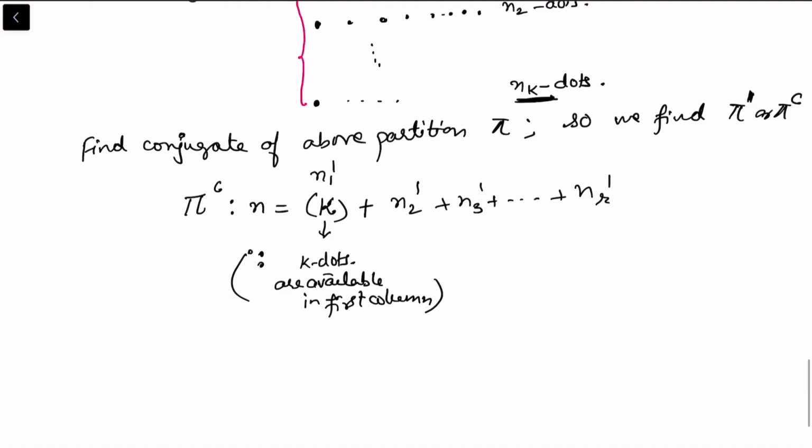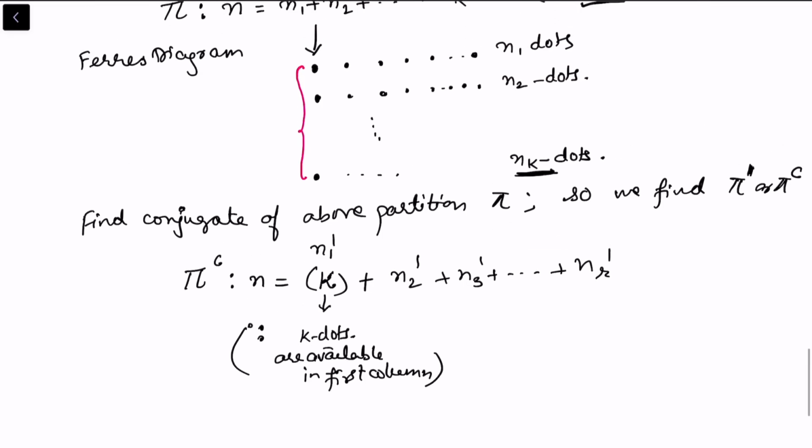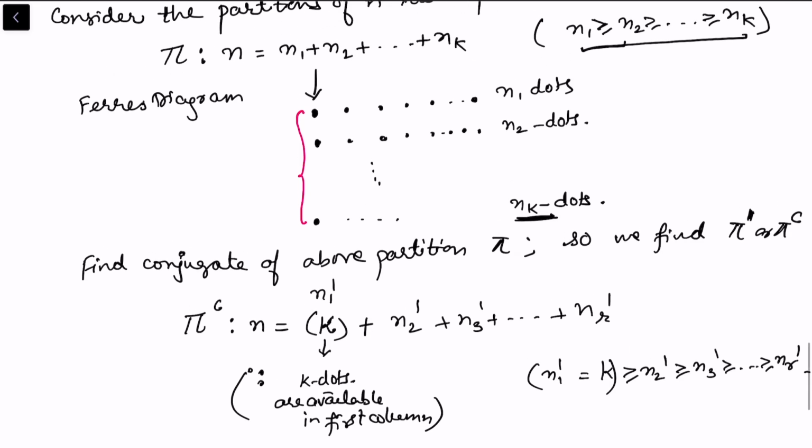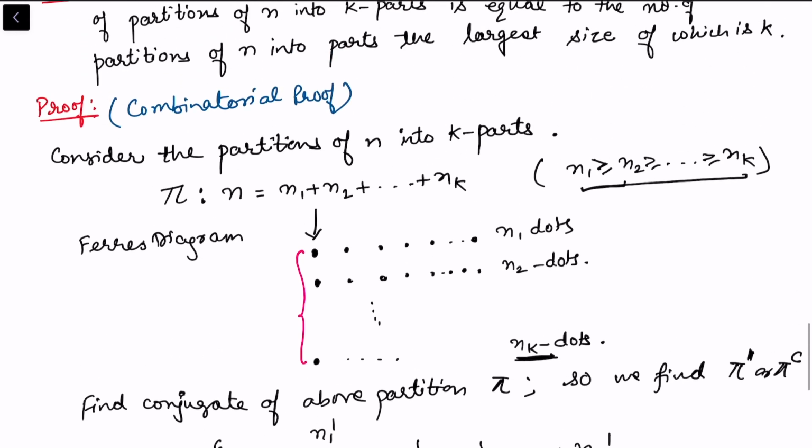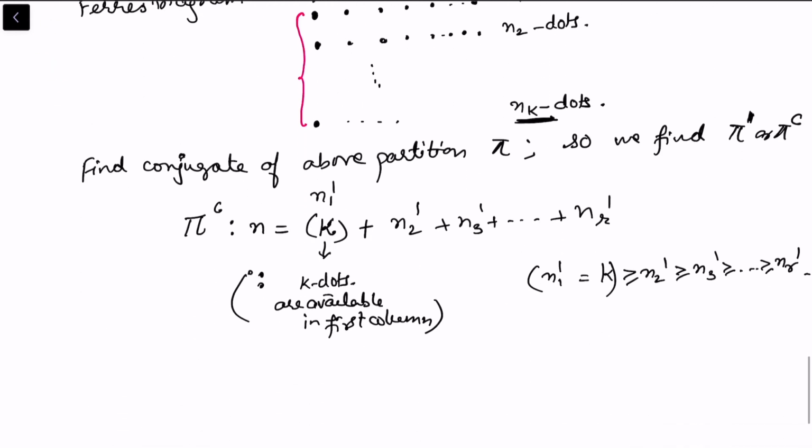So this is a partition into some parts where the largest part is k. The only thing that we know when you read it vertically is that k, the value of n1 dash, is greater than or equal to n2 dash, which is greater than or equal to n3 dash, greater than or equal to nr dash. And hence by this simple explanation, simply taking the conjugate of the Ferrers diagram, we see this identity holds true, and the reverse also holds.